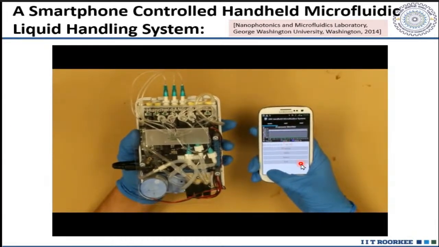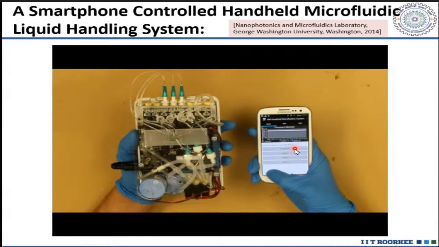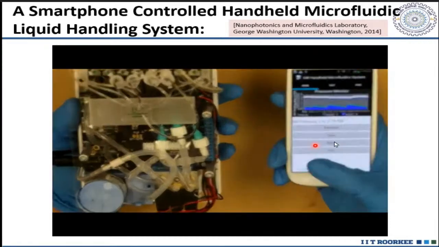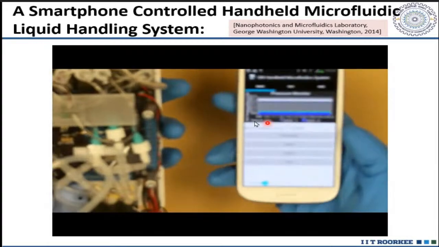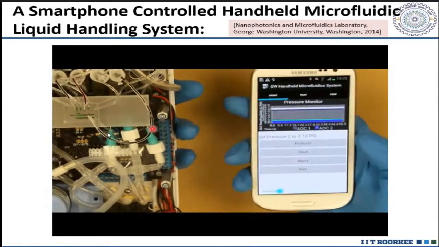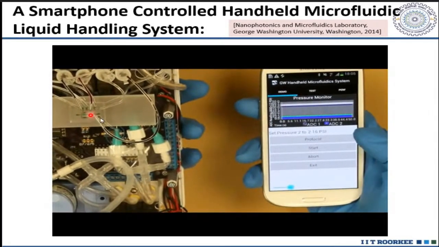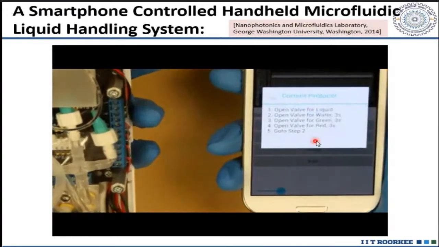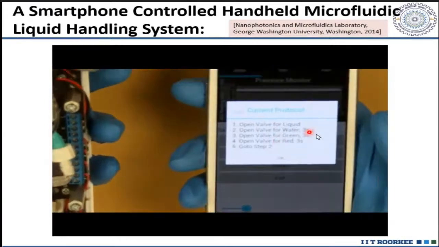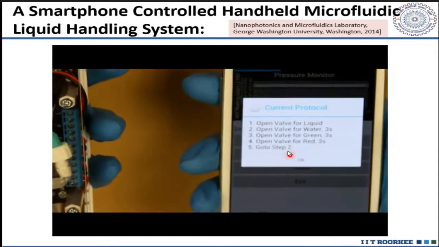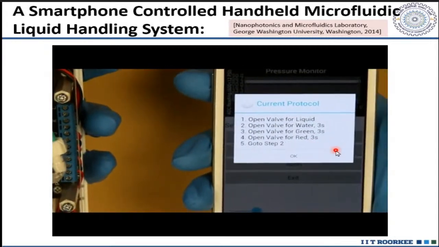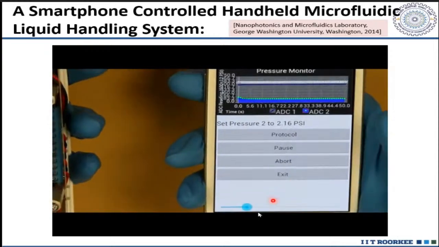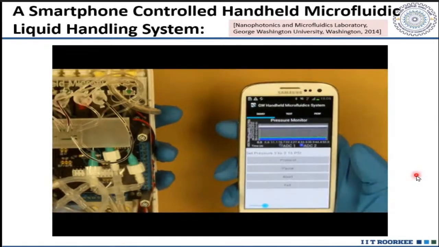There is a mobile app, and some kind of protocol, an actuation sequence, is loaded here, and it is sending the control through the Bluetooth connection, and the fluid actuation is happening on the chip. So you can see the open valve, close valve, this kind of operations for the different time in seconds, protocol start, all these things are there.